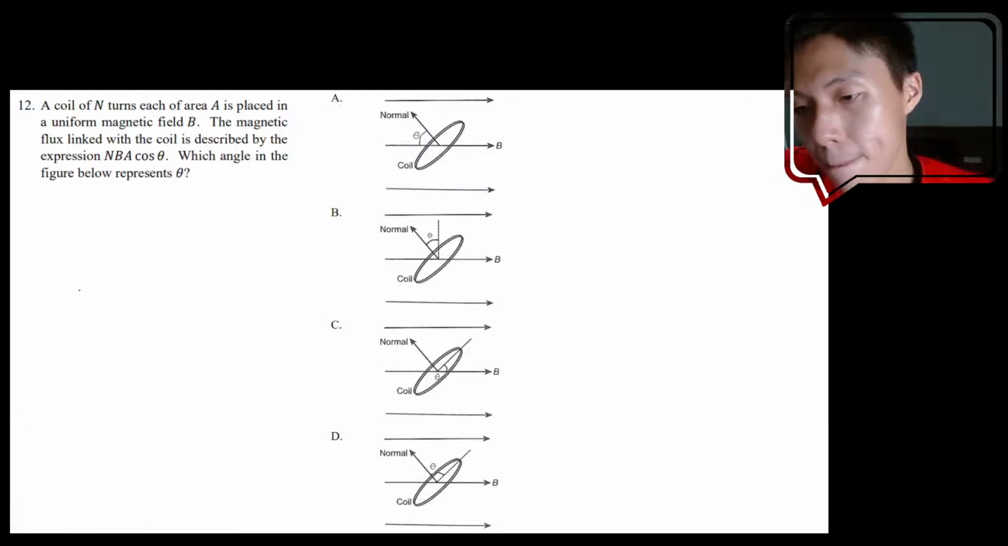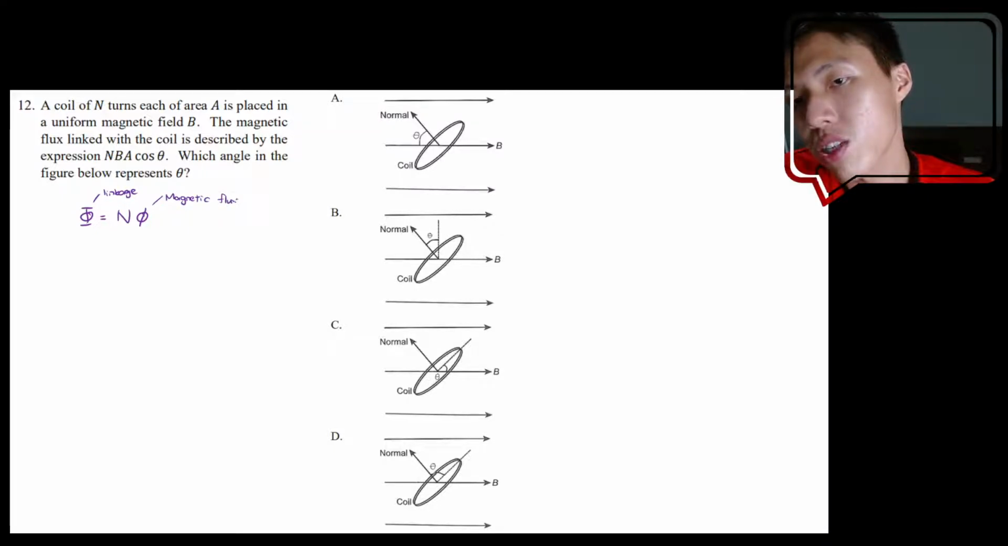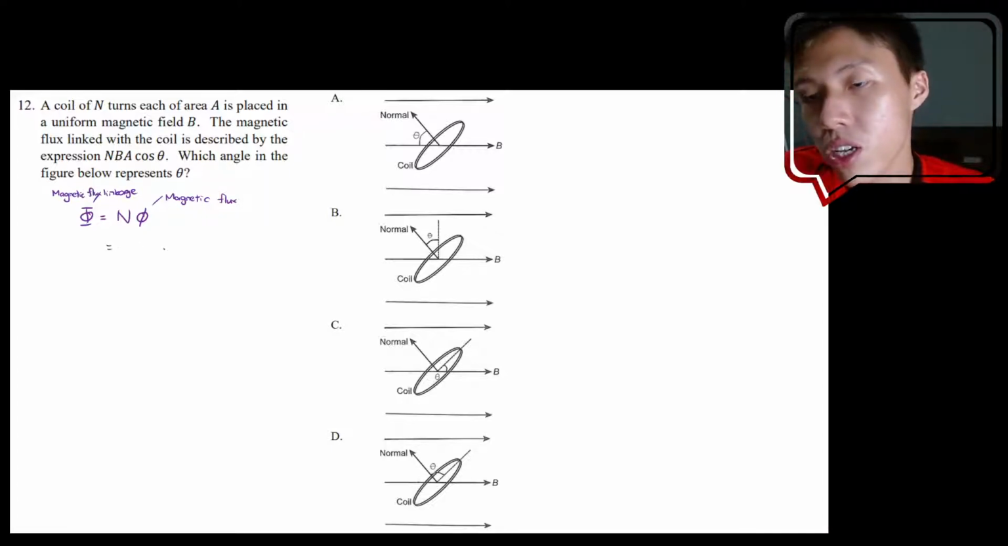So magnetic flux linkage is equal to n times phi. If it's capital phi, it is linkage. If it's not linkage, it's just magnetic flux. Okay, so for each turn of the coil, what's the magnetic flux? This is if you link them together, what is the magnetic flux linkage? Okay, so we know that magnetic flux is a dot product of B and A, which if you open it up, then you become BA cos theta. Okay, that's the definition of magnetic flux.